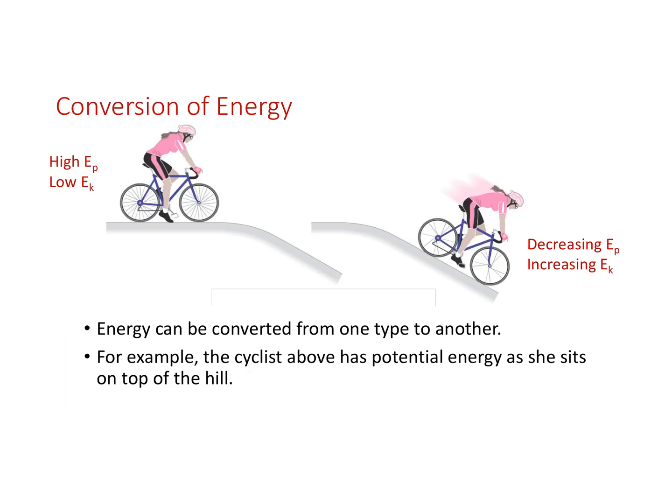We're also going to think about how we can convert energy. So the cyclists at the top of the hill here have high potential energy, because your energy is relative to your position in the field. They're high on top of the hill, but they're not moving, so they have a low kinetic energy. As they move down the hill, they're going to get a decrease in potential energy because they're getting closer and closer to the bottom of the hill. At the same time, you're getting an increase in kinetic energy. So we're going to look at how we convert energy from one form to another.